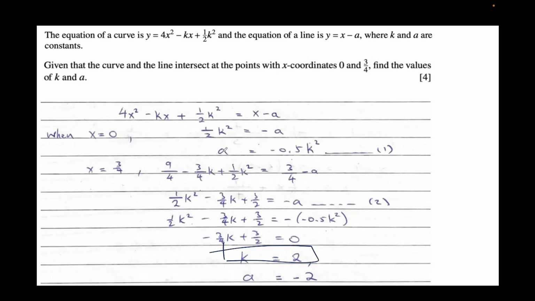If k is equal to 2, a is equal to what? Negative 0.5 times k squared, so negative 0.5 times 2 squared, which is equal to negative 2. And you found the values of k and a, just like that, for 4 marks.